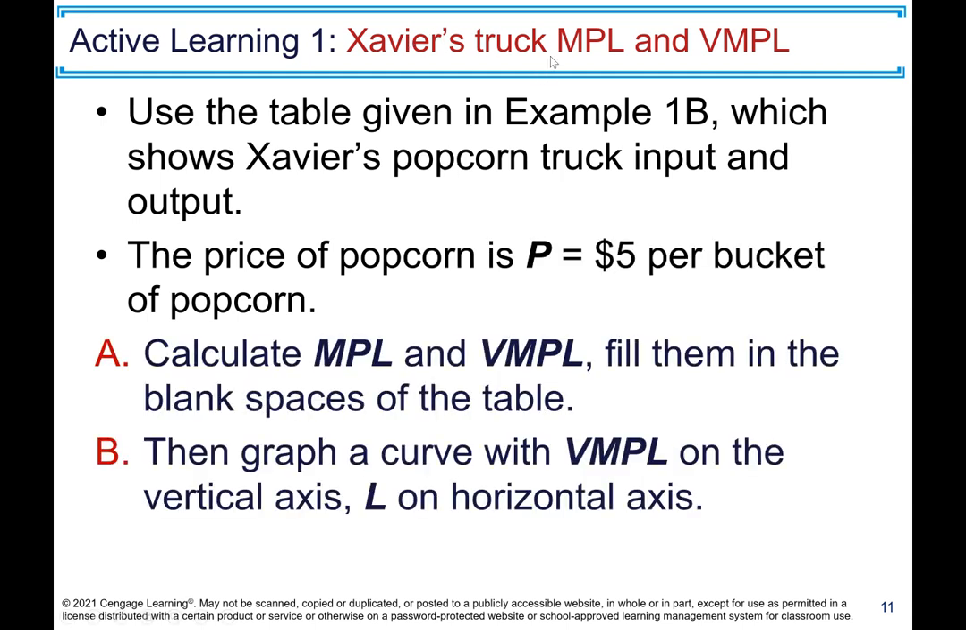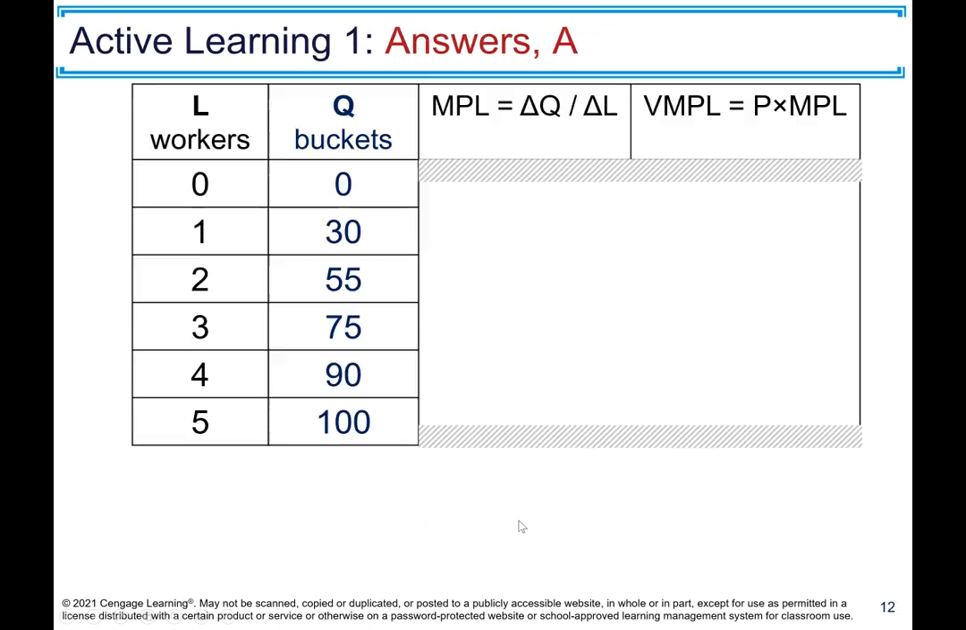Active Learning 1, Xavier's MPL and VMPL. Use the table given in example 1b, which shows Xavier's popcorn truck input and output. The price of popcorn is P equals $5 per bucket of popcorn. A, calculate MPL and VMPL and fill them in the blank spaces of the table. B, then graph a curve with VMPL on the vertical axis and L on the horizontal axis.